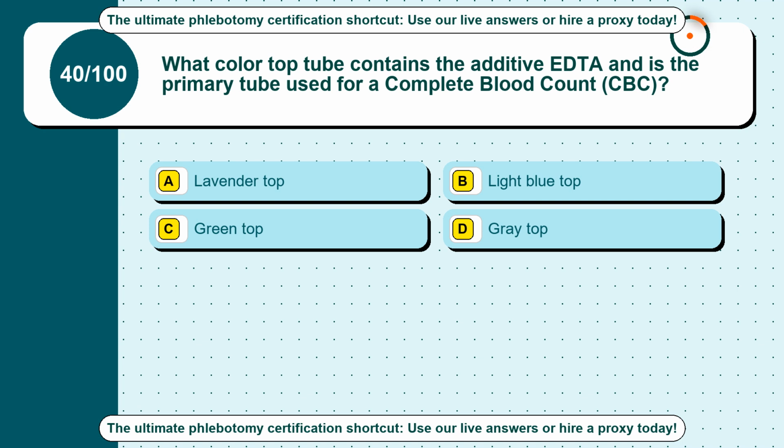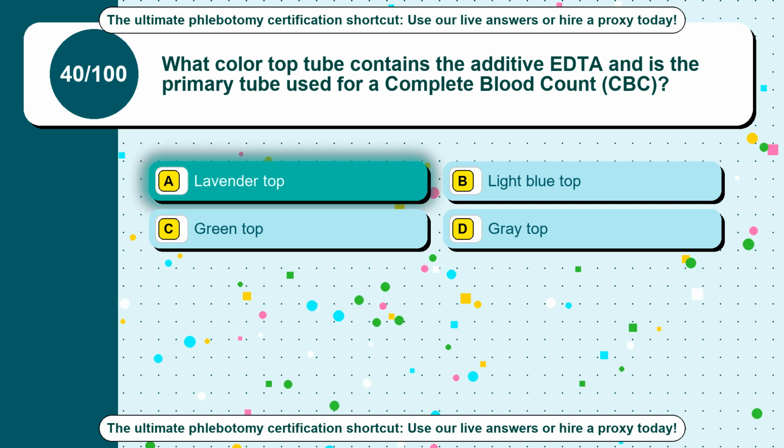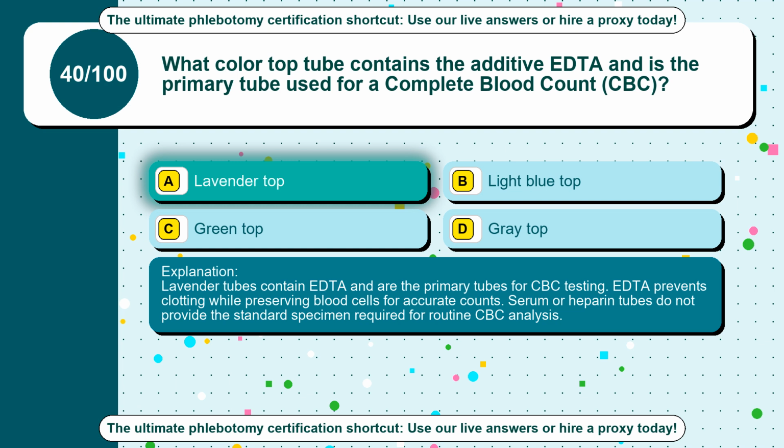Option C, green top. Option D, grey top. The correct answer is option A, lavender top. Lavender tubes contain EDTA and are the primary tubes for CBC testing. EDTA prevents clotting while preserving blood cells for accurate counts. Serum or heparin tubes do not provide the standard specimen required for routine CBC analysis.